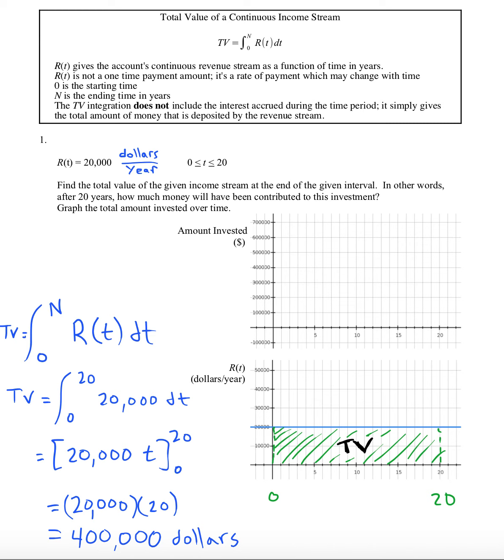All right, now we just want to sketch a graph of that antiderivative, 20,000t. So naturally, it's going to be a sloped line starting at 0, because at time 0, you haven't contributed any money yet because no time had passed. Okay, there we go. $400,000 invested.